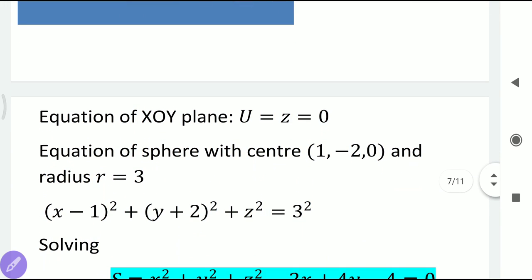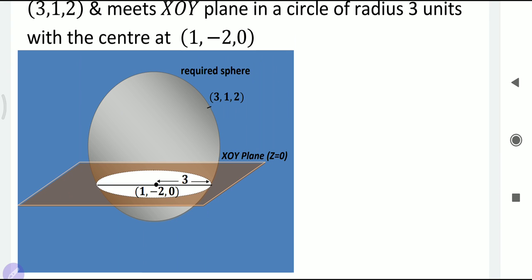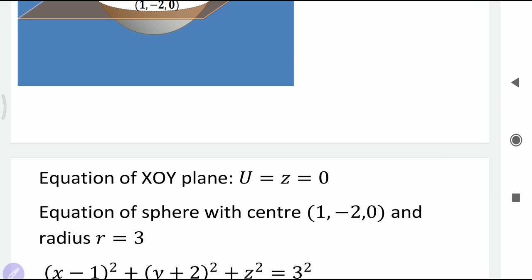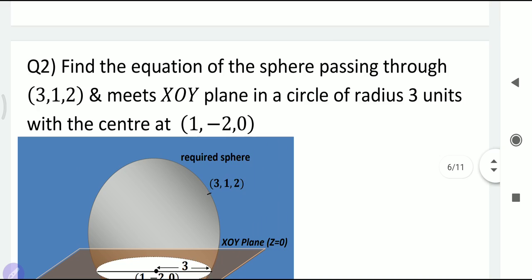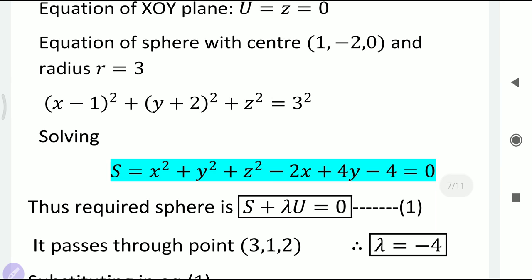Now the equation of the plane is given as the XOY plane, but the XOY plane is nothing but what? The equation of the XOY plane is z equal to 0, because in the XOY plane z is always 0. So the equation of the plane is U equal to 0. Now the equation of the sphere with center (1, -2, 0) and radius 3 will be given in this center-radius form, and solving this you are going to get your S as this.